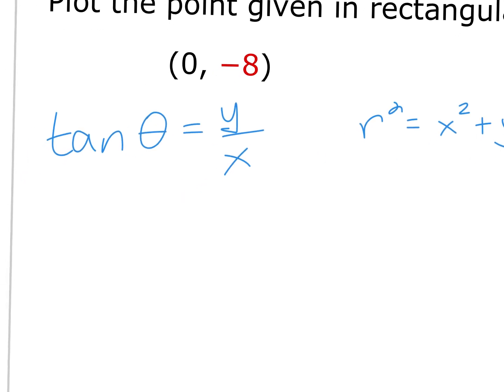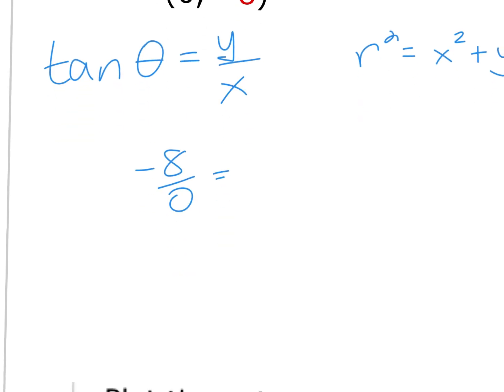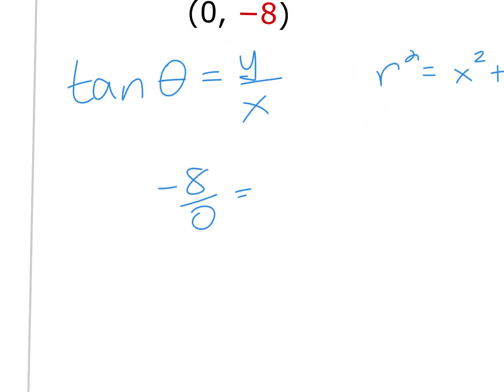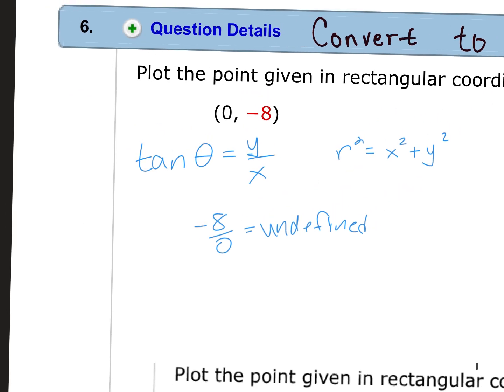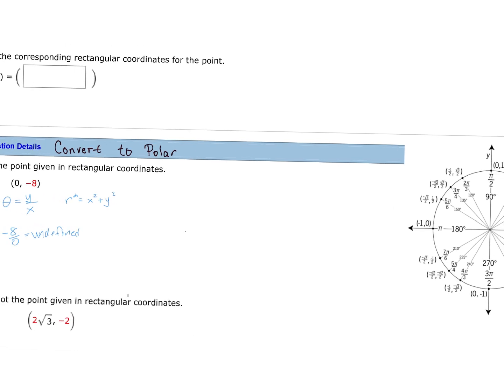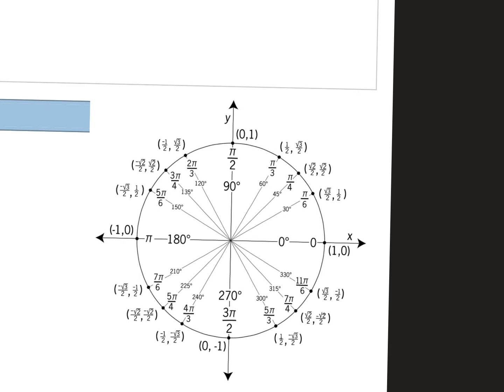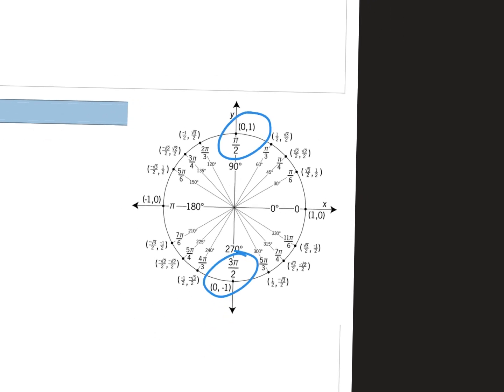If I take the point that I'm given and put y over x, negative 8 over 0, what does that give me? Undefined. Okay, you guys are like, huh? Well, what that's saying is, where on the unit circle, when I take the y value over the x, is my tangent going to be undefined? Where is that? Pi over 2, and it's here at 3 pi over 2. How do you guys know which one to pick?